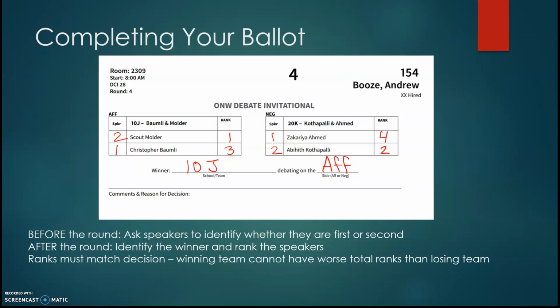For instance, in this debate, I've written a ballot for the affirmative, where the affirmative has 4 total ranks and the negative has 6. The affirmative has better ranks, so this is an okay ballot. The winning team just cannot have worse total ranks than the losing team, so if these were the ranks that I was going to choose, I could not have those ranks and also vote negative in the debate. It's possible for the ranks to tie, for each team to have a total of 5, and then you can vote either affirmative or negative. Most judges decide who won the debate first, and then they establish the ranks as part of how that decision takes place.